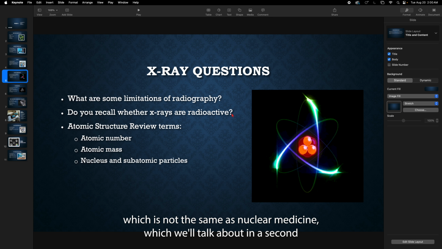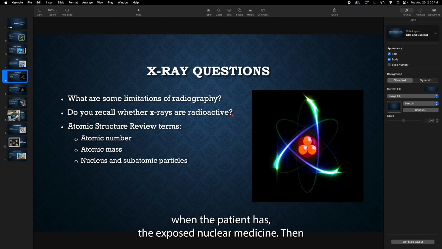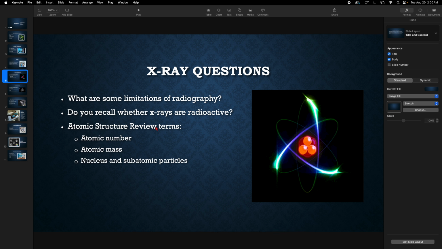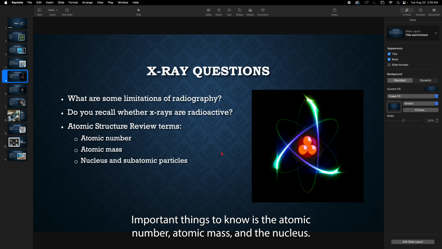Which is not the same as nuclear medicine, which we'll talk about in a second. When the patient has been exposed to nuclear medicine, then they can be radioactive for some time. But what you want to know is that X-rays are not radioactive. All right. Atomic structure, important things to know is the atomic number, atomic mass, and the nucleus and subatomic particles.